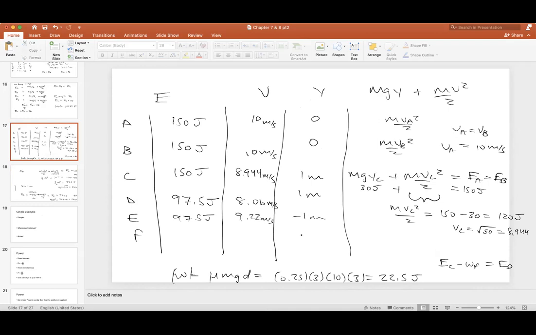And this is -1 meter, and this is -1 meter. The velocity doesn't change at F from E to F because there's no friction and there's no change in gravity, no change in height. I mean, so no work by gravity. So let's look at this. What's going on here?